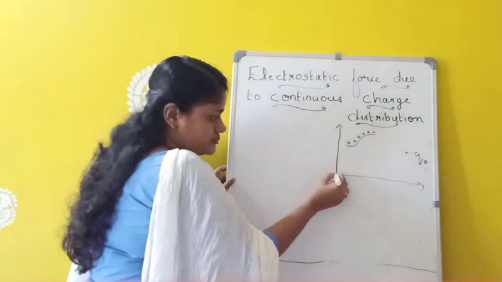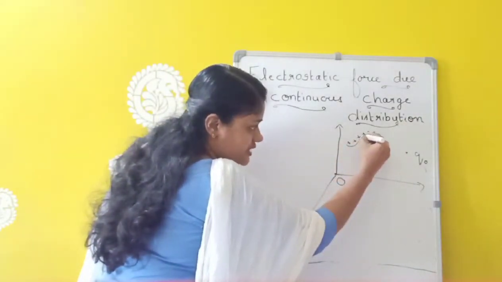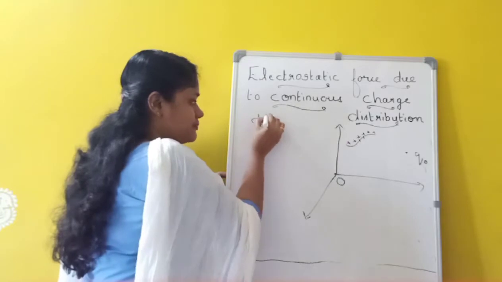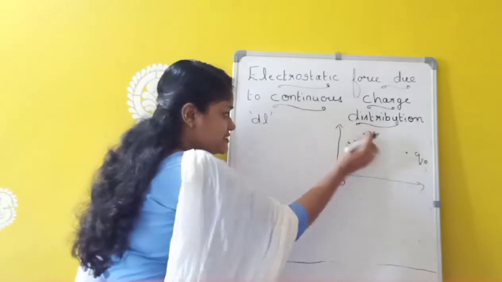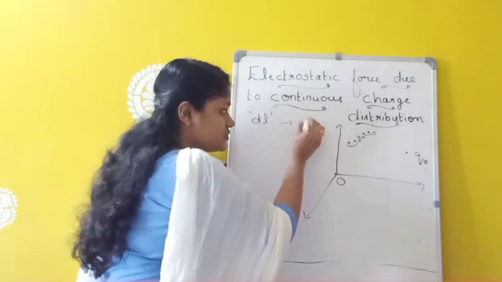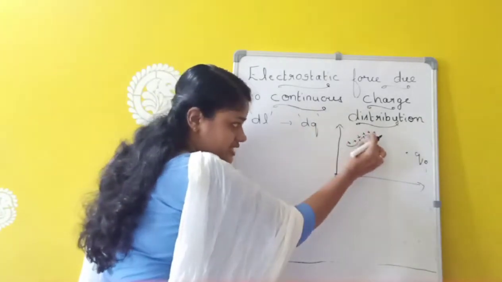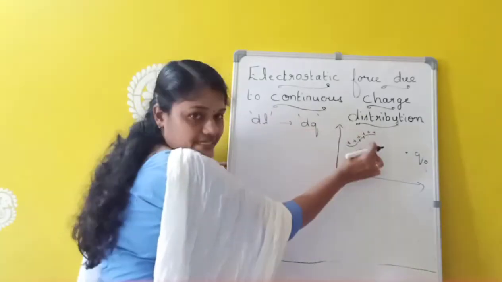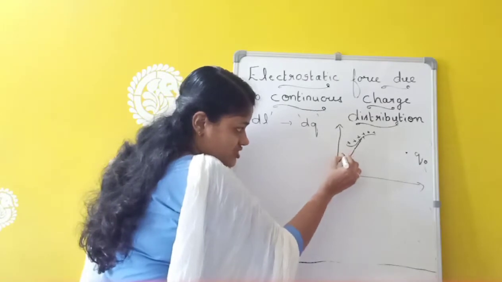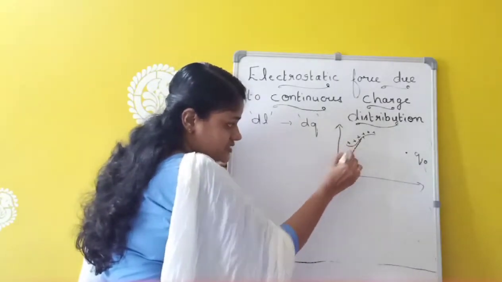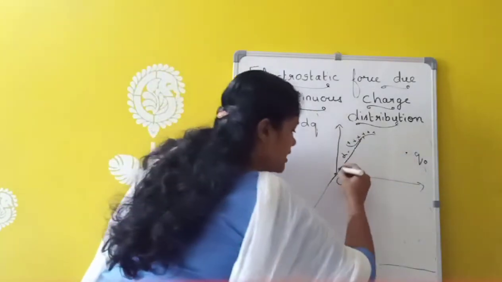Okay. So for that, this is the origin, and this much distance. Suppose I am taking a small element of this conductor. So consider a small element dl of this conductor carrying a charge dq. So this dq is the charge of this small element dl. And this element is at a distance of r dash from the origin, and I am taking another charge q0 at a distance r.